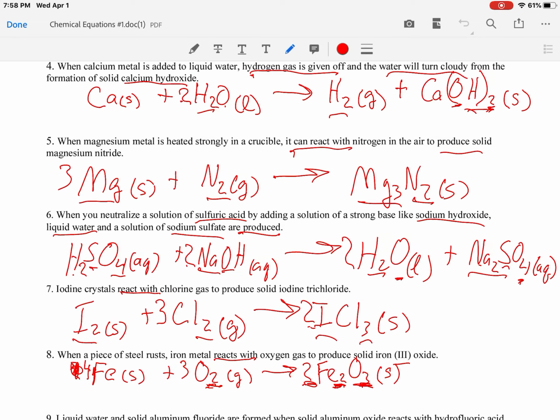So it says liquid water and solid aluminum fluoride are formed. You can't see it on the page here very well, but I can read it off my paper. So those are the products. I'll just write it above here. They are formed when solid aluminum oxide reacts with hydrofluoric acid. So the reactant is aluminum oxide. Again, aluminum is a +3, oxide's a -2, so we've got that Al2O3, that 2,3 business that we seem to like so much. That is solid, and that is reacting with hydrofluoric acid.